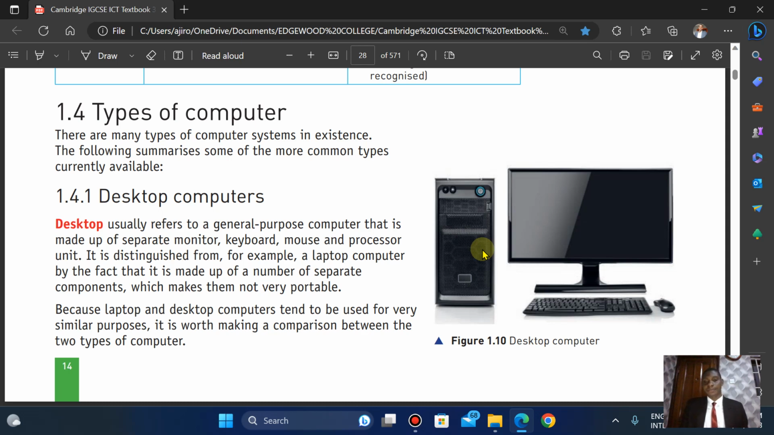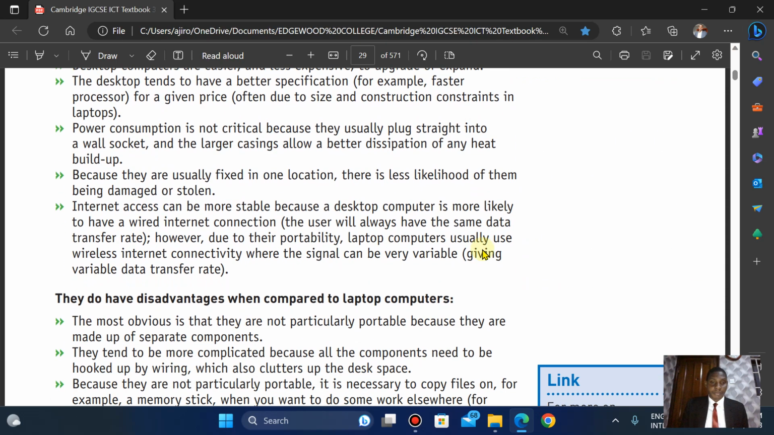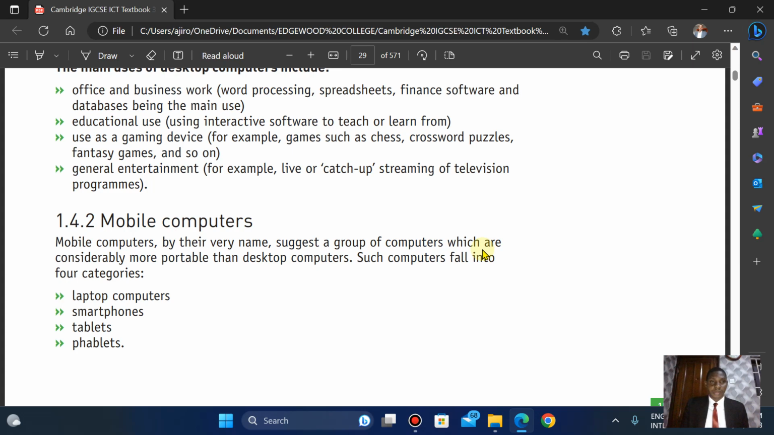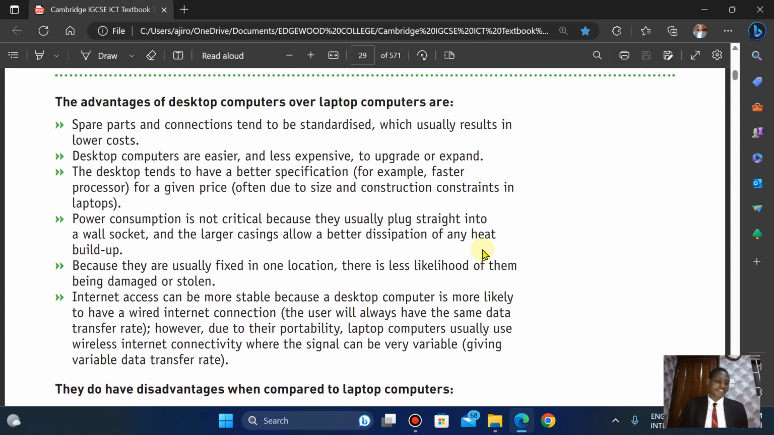Now if you look at the laptop and the desktop, they're all used for similar purposes, right? And we can make a comparison between the laptop and the desktop. You can see the advantages of a desktop over a laptop. Let's look at it. The spare parts and connections tend to be standardized.